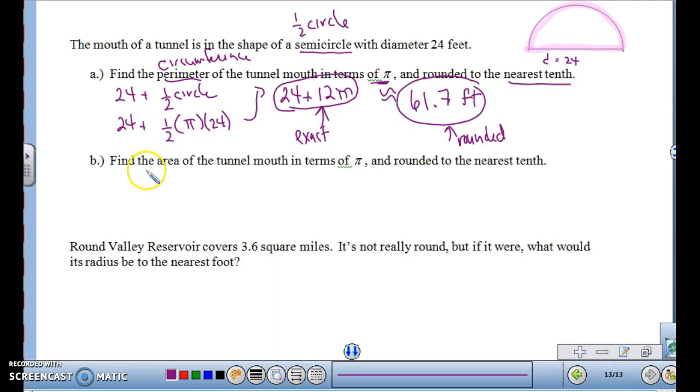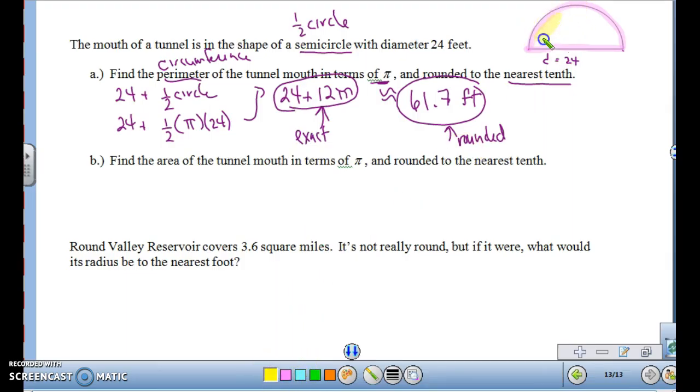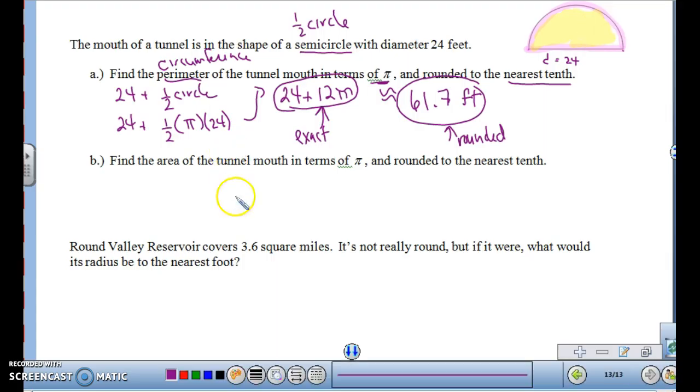Okay, now part B says, find the area of the tunnel mouth in terms of pi. Remember, area is the space inside. So the area, we're actually looking for this right here. The area formula is pi times the radius squared. Notice on this, we're not worried about the 24 here because that's the outside of the circle. We're just looking for the space inside.